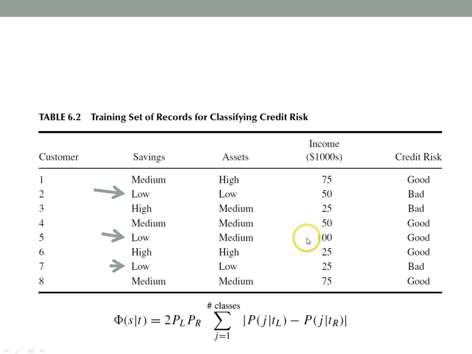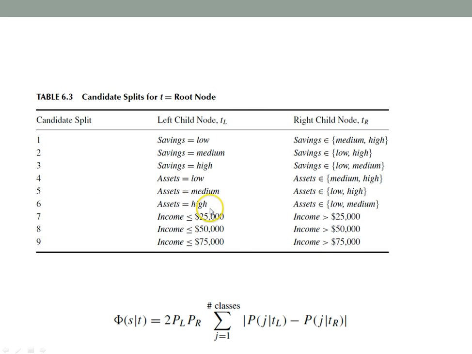75, 50, 25, 50, 100, 70. So these values, we can sort of split it up like this. We can say income is less than this versus income is greater than that. Okay? So we get three possible ways to do that as well.